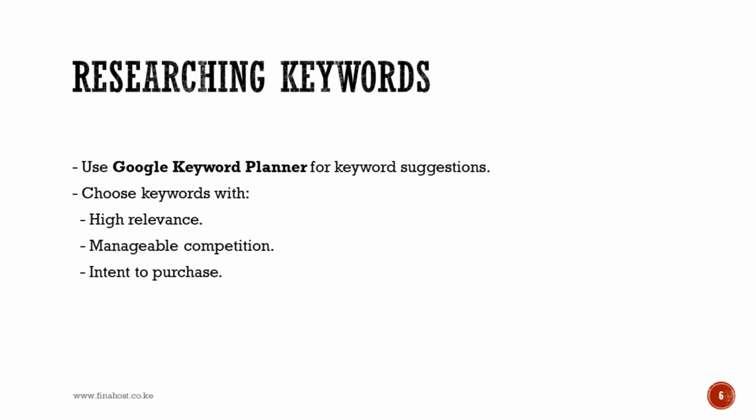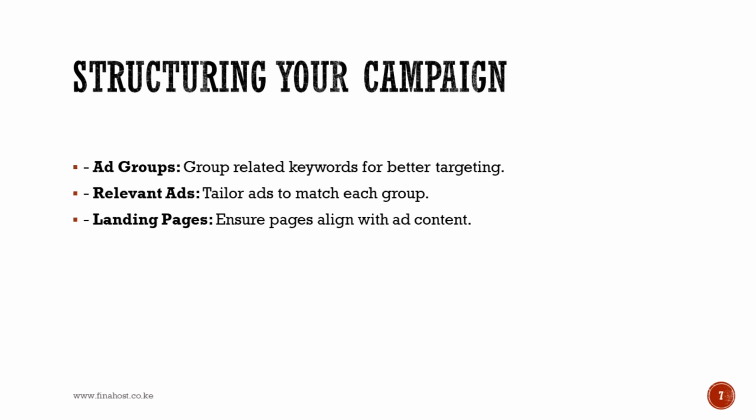Keywords are the foundation of any Google Ads campaign. Tools like Google Keyword Planner can help you identify terms that potential customers are searching for. Organizing your campaign into ad groups allows you to target specific keywords more effectively. Each group should have relevant ads and landing pages to improve performance.